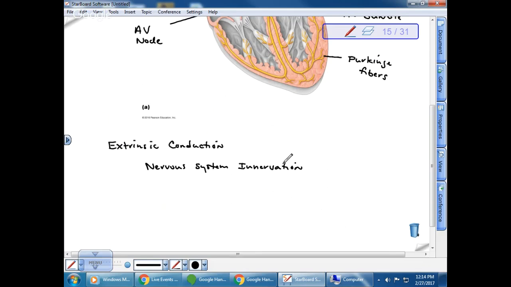So the autonomic nervous system has two divisions. One is called the sympathetic division. So if we have sympathetic innervation, this is the fight or flight, and so this is going to increase your heart rate. So it will speed it up.